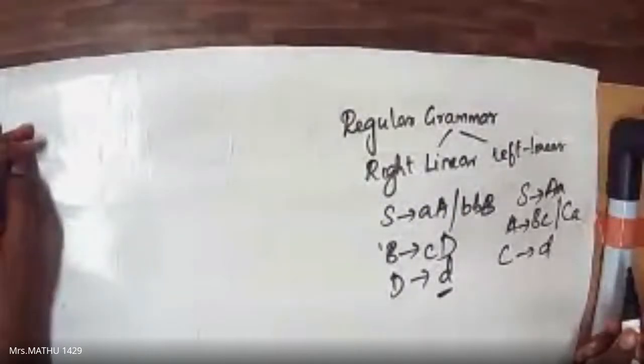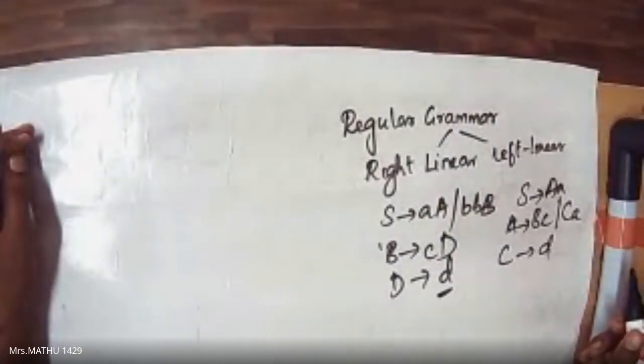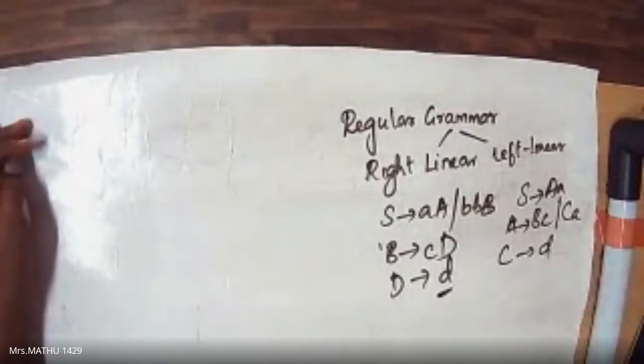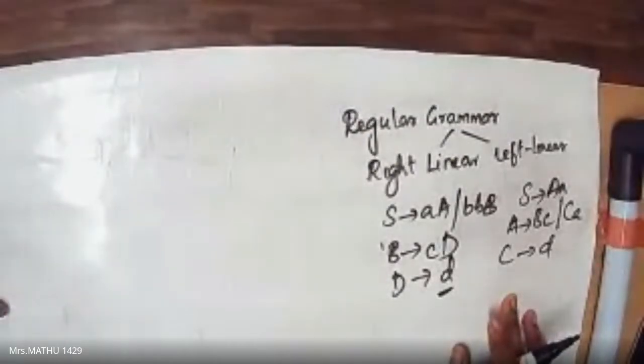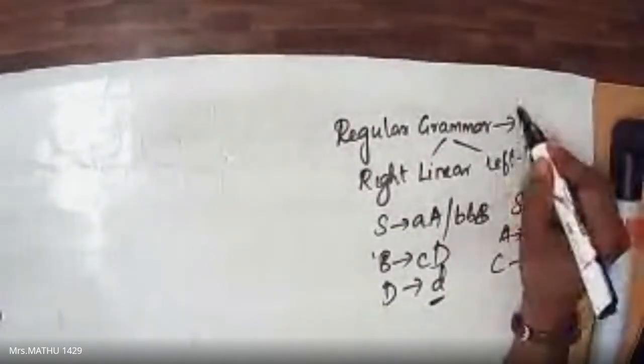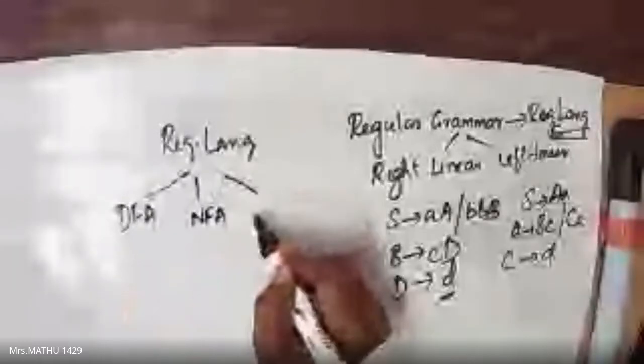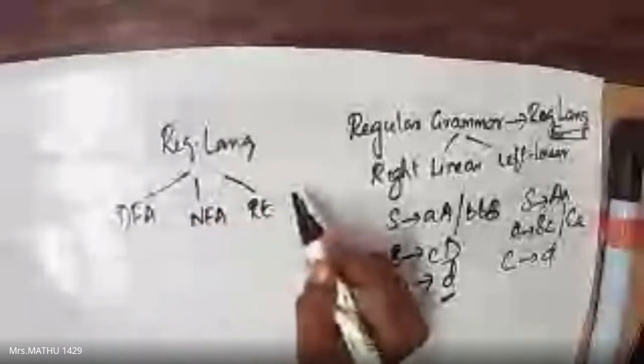I hope you remember. So please take notes while I'm teaching. That will help you to study better. This regular grammar represents the regular language, and a regular language can be represented, as we have already seen, using either a deterministic finite automata, a non-deterministic finite automata, or a regular expression. And all these are equivalent to each other.